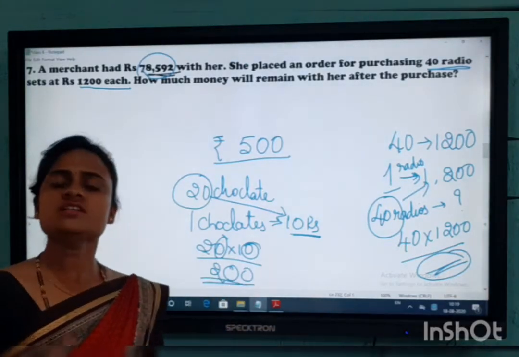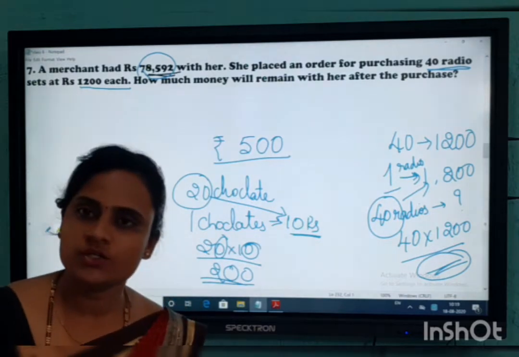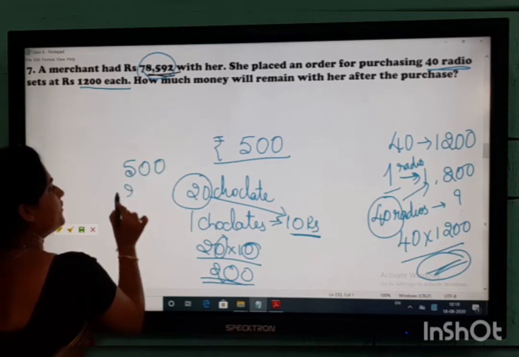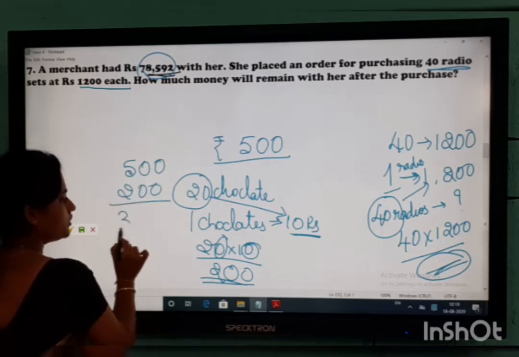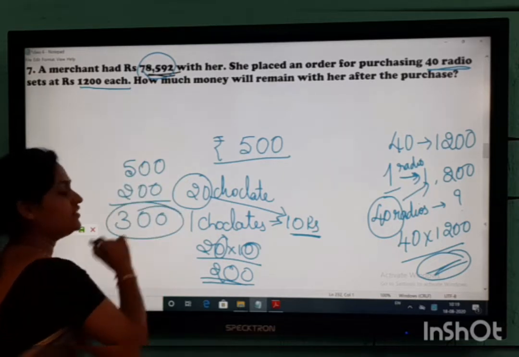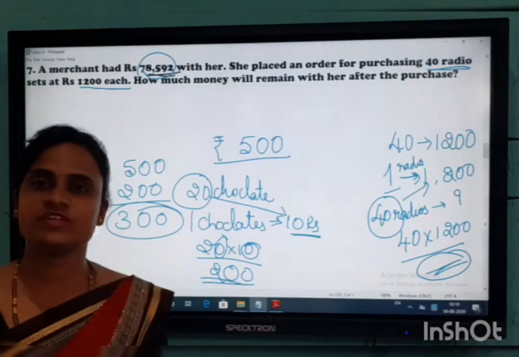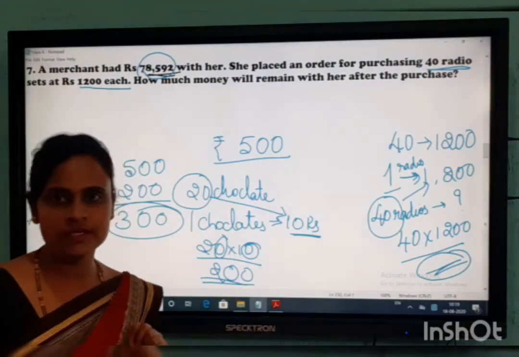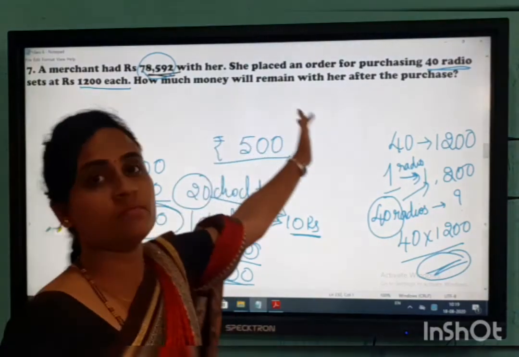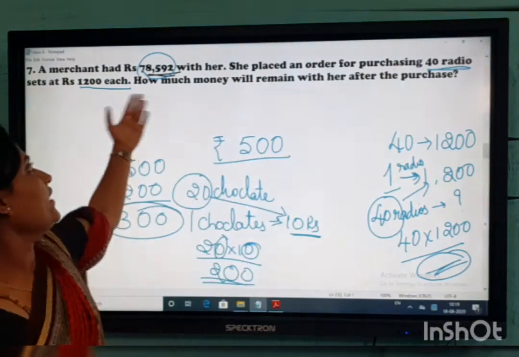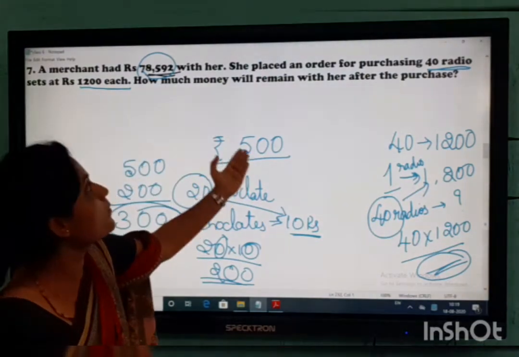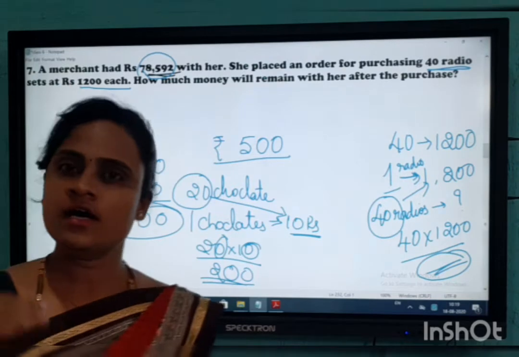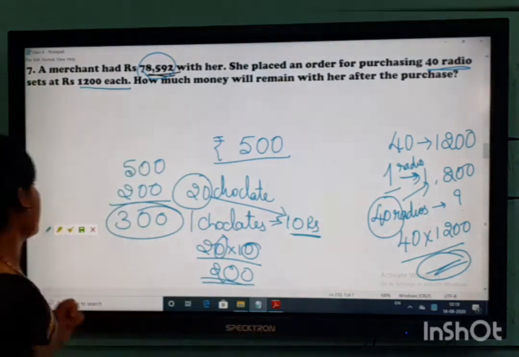Now, what is the money remaining with you means what you will do? You will subtract from the total amount, that is 500 minus 200. That is 300. So you are having 300 rupees left with you. Right, children? The same with this problem. Instead of this chocolate, they have given you radio. Instead of this pocket money, they have given you only the larger number. Clear? Can you all do it now?